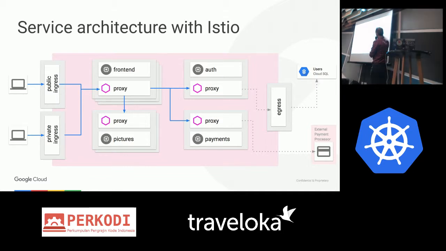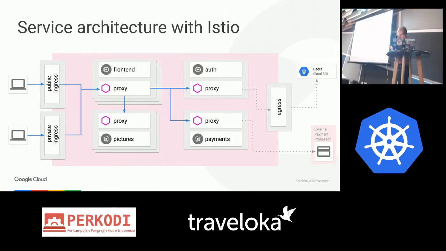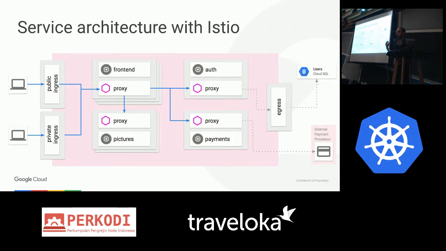And also every pod will get a proxy. This proxy is an Envoy proxy that I'll talk about. The traffic in the cluster will go through the proxies. So if the front end wants to call the pictures microservice, the proxy of the front end will call the proxy of the pictures, and so on. Because the traffic is going through the proxies, a lot of interesting things can happen. Istio can do traffic management, policy rules and more. So that's what Istio does, basically: it controls the traffic.